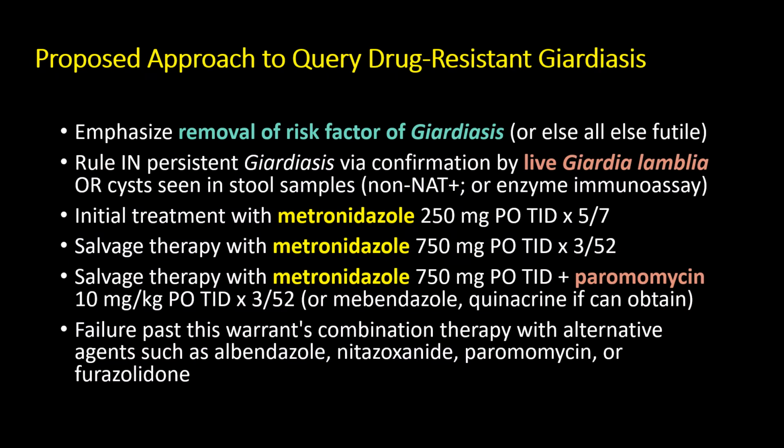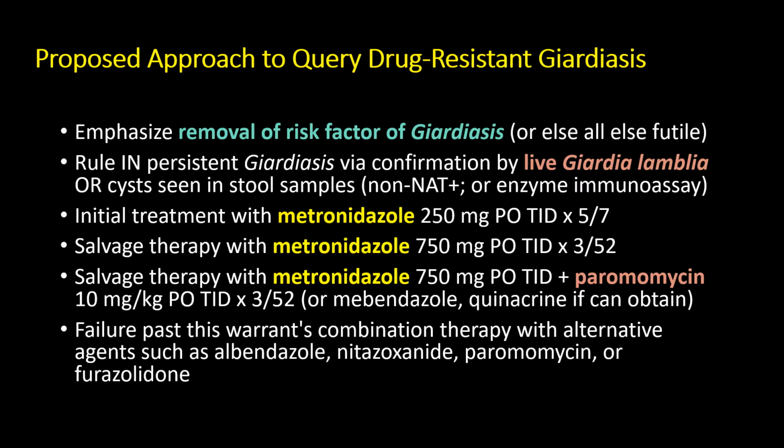So practically speaking, how can we go about thinking about treatment for giardiasis? First, we have to emphasize the removal of our source of reinfection for Giardia. If we spend no time determining where our patient acquired the infection, we will always fail to successfully treat our patients. Next, we rule in giardiasis via stool O&P, visualizing live trophozoites or cysts.